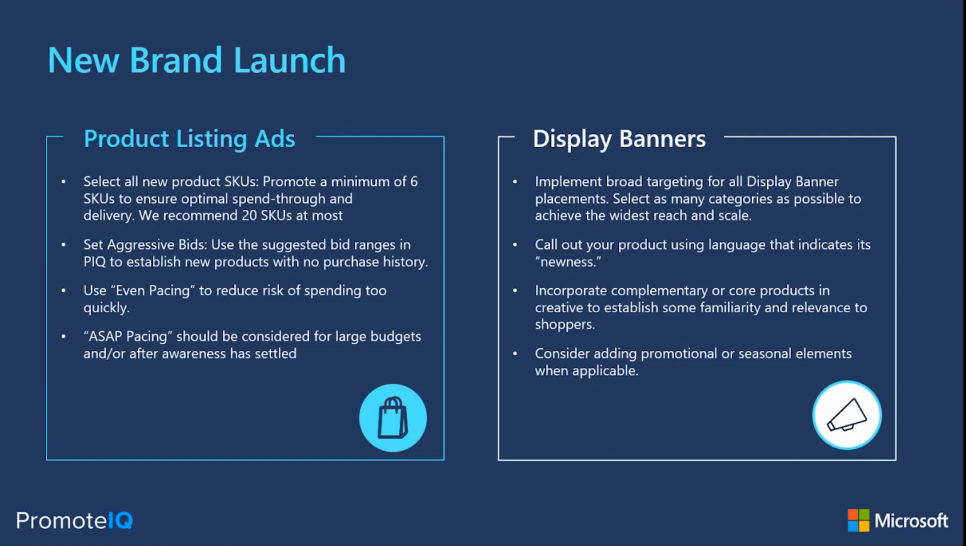And with display banners, when launching a new brand, you'll want to implement broad targeting for all display banner placements. Select as many categories as possible to achieve the widest reach and scale. And finally, for your display banner creative, call out your product using language that indicates its newness. Incorporate complementary or core products in creative to establish some familiarity and relevance to shoppers. Consider adding promotional or seasonal elements when applicable.